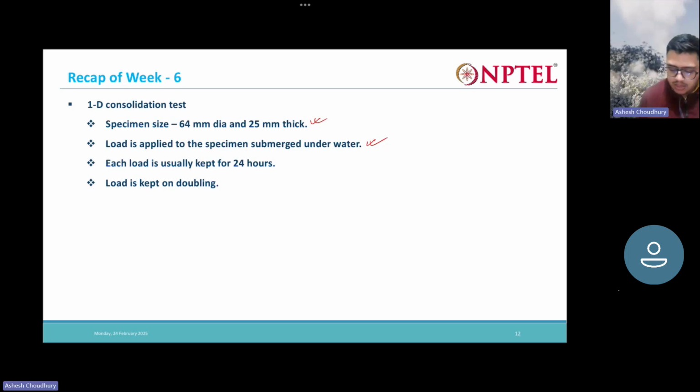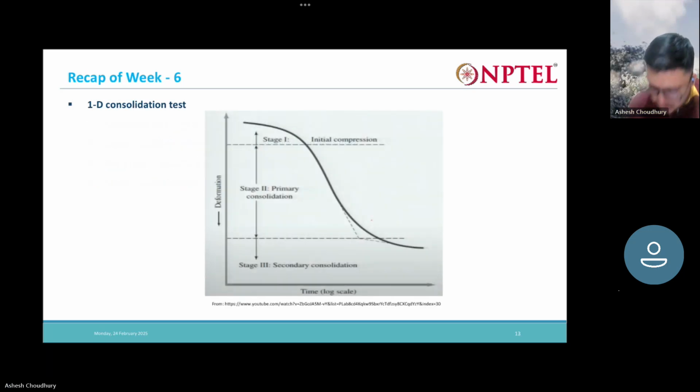Now for each loading, you will get a curve something like this. You have the deformation and the time in the log scale here. As soon as you load the sample, there is going to be some initial compression. This is the first stage. Immediately, whatever compression of the soil structure happens, immediately re-engagement of the soil structure will happen. That gives a result to the initial compression.